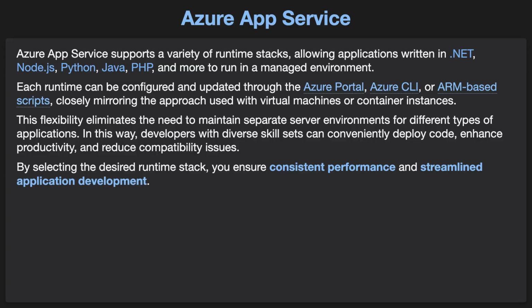Azure App Service supports a variety of runtime stacks, allowing applications written in .NET, Node.js, Python, Java, PHP, and more to run in a managed environment. Each runtime can be configured and updated through the Azure portal, Azure CLI, or ARM-based scripts, closely mirroring the approach used with virtual machines or container instances.